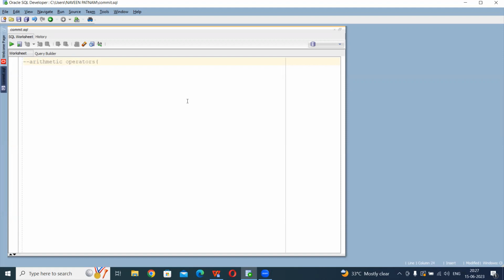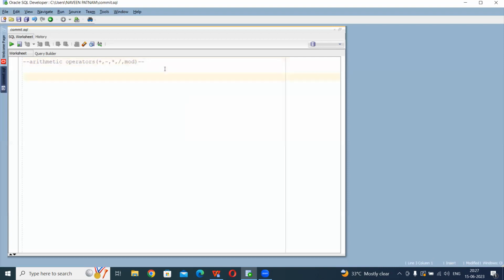The arithmetic operators we have are addition, subtraction, multiplication, division, and modulus. These are the 5 different operators that fall into the range of arithmetic operators. Now we'll go for writing a query for each of these operators.